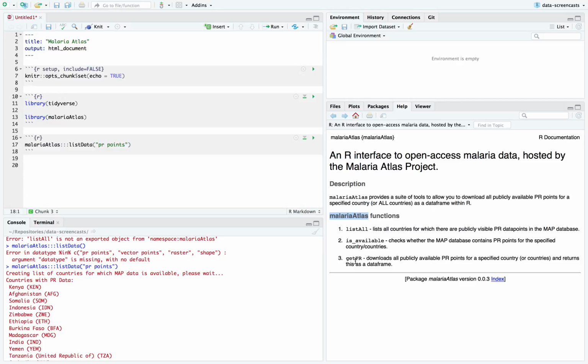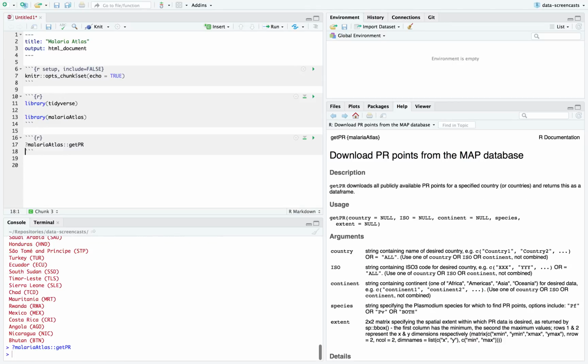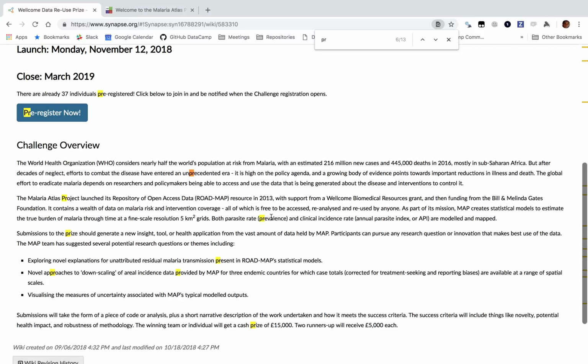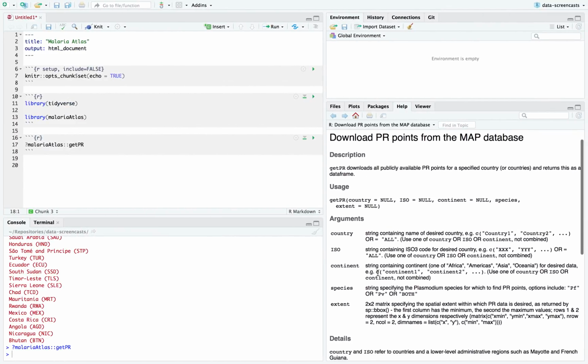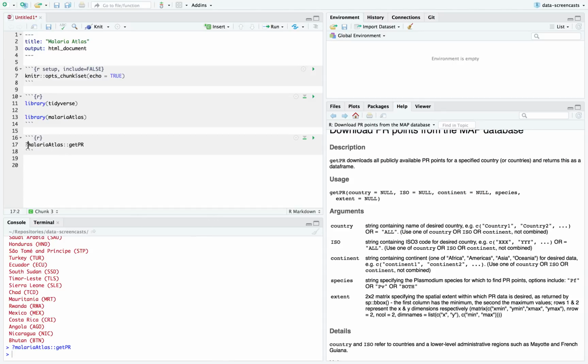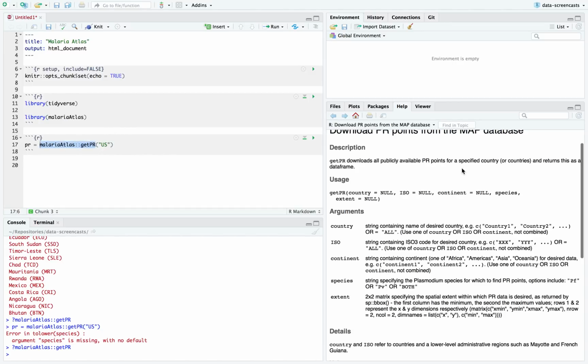I'm going to try getting some data. So if I take getPR, that's prevalence rate, parasite rate. Okay, and I can try getting it for a particular country, or I can get it for all of them. Okay, so I'm going to try getting the PR data and see what format it takes. Actually, I'm going to start just by getting, say, the US. Species needs a country, ISO, name of desired country. So I have to give it the ISO 3 code. So it has to be ISO equals, I believe, USA, and species equals both.